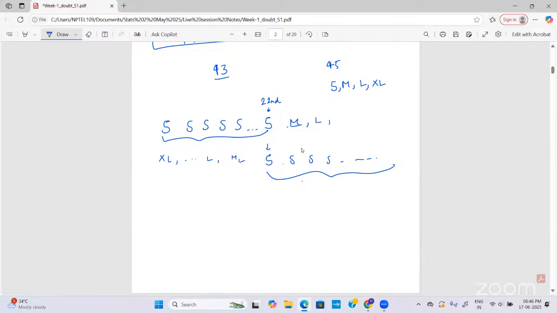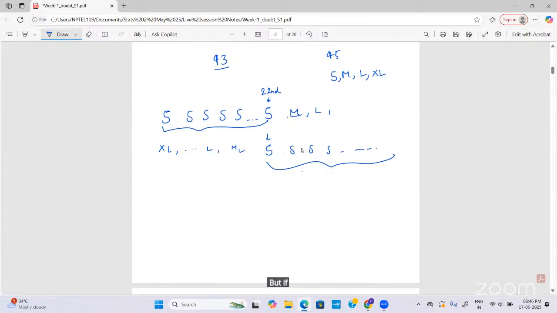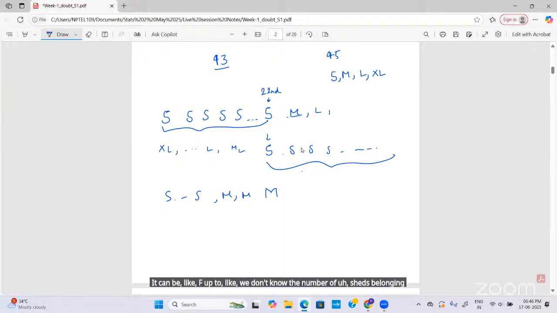But if the median is medium size shirt, in that case we are not sure that M might be the mode or not. It can be like S up to, we don't know the number of shirts belonging to the different categories. So for M, we are not sure, but if S size is the median, then we can say that it will be the mode also in that case.